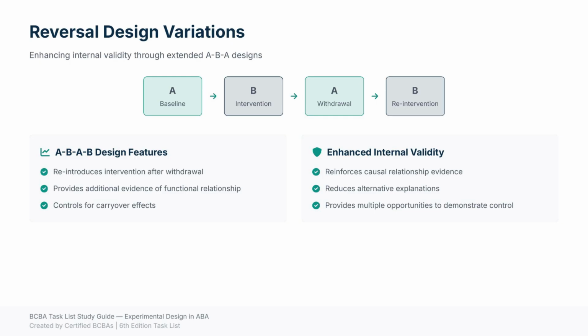Sometimes researchers extend reversal designs beyond the basic ABA structure. A common variation is the ABAB design. In this design, the intervention is reintroduced after withdrawal. This provides an additional demonstration of the intervention effect and strengthens the evidence for a causal relationship between the intervention and behavior change. Each reintroduction of the intervention provides another opportunity to demonstrate experimental control.